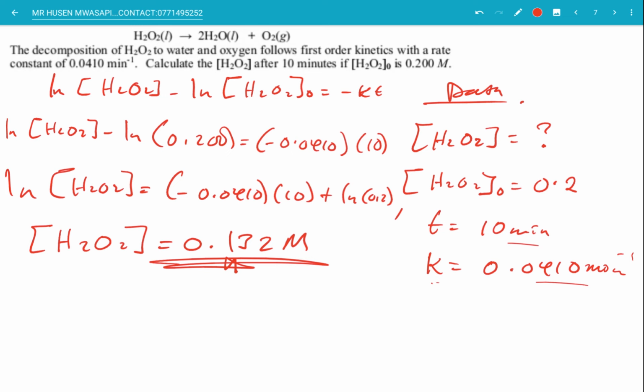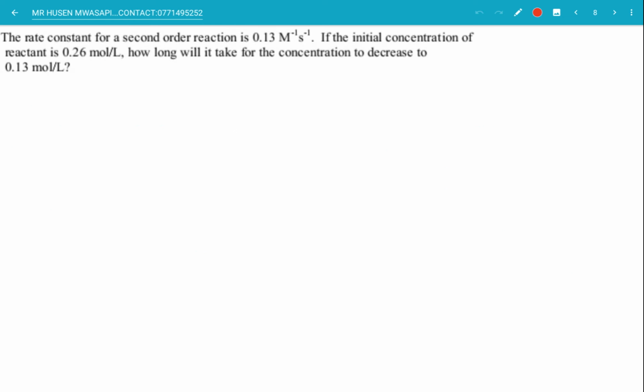Let's look at the last example. The rate constant for a second order reaction is given. If the initial concentration is 0.2, how long will it take for the concentration to increase to that? So we're looking for the time now. We know that it's second order, so it's going to be 1 over the concentration after some time minus 1 over the initial concentration should be equal to what?